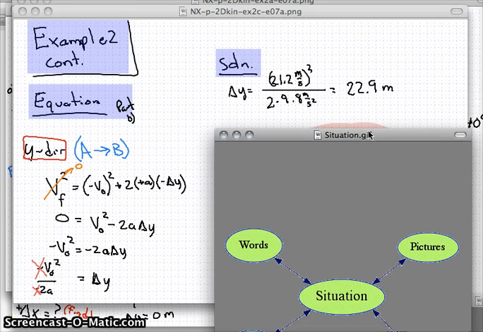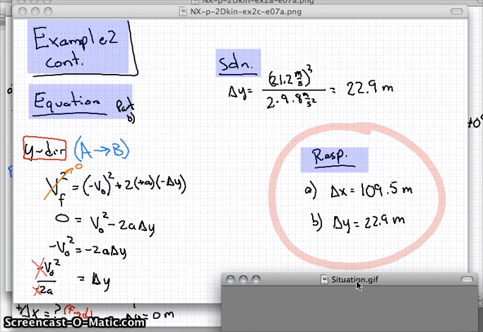Substituting numbers in, and again these are y direction things, we end up with 22.9 meters. And again, we're not being asked for a vector here. It doesn't ask what is the displacement. It asks for a distance or what is the total height. That's a scalar kind of answer. So the height here is 22.9 meters.